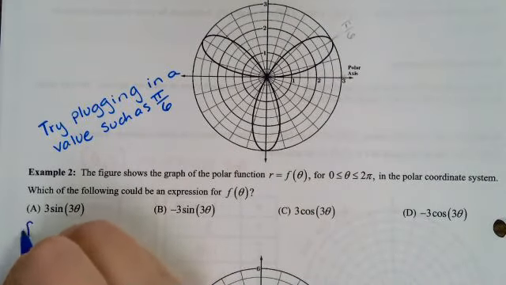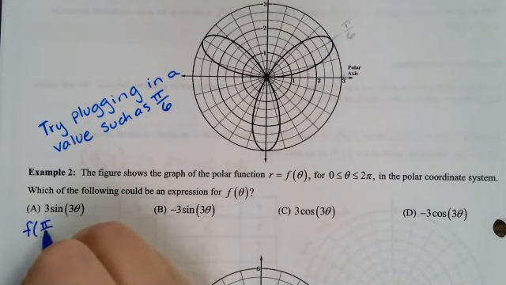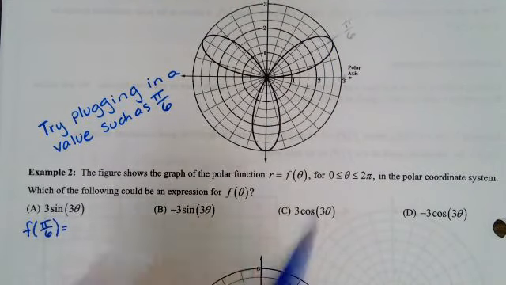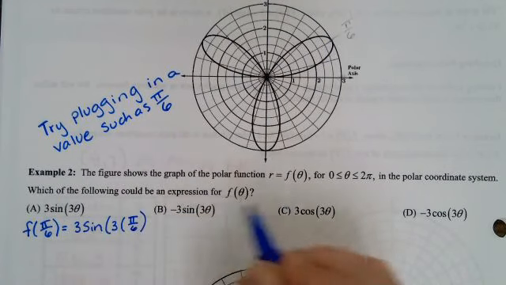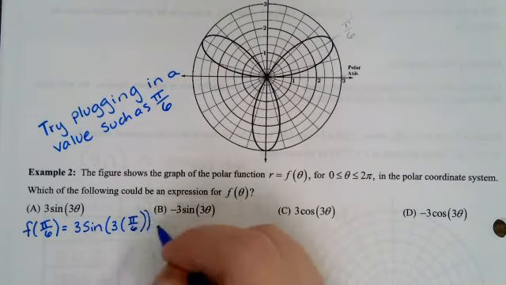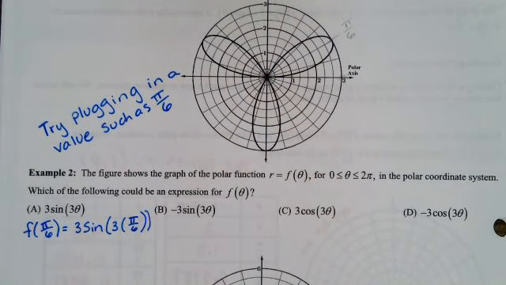Let's say f of pi over 6. Now, if you have a calculator, you can just type this in. If you don't, then I would just have to work it by hand. So that's what I'm going to do right here, because we're going to assume that we don't have a calculator. That's always going to be safest, since sometimes you do and sometimes you don't.